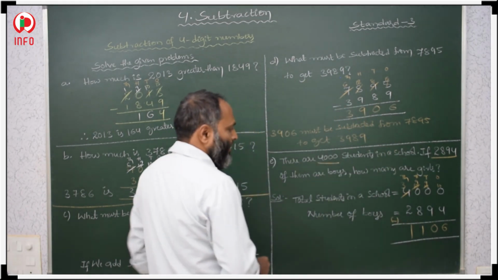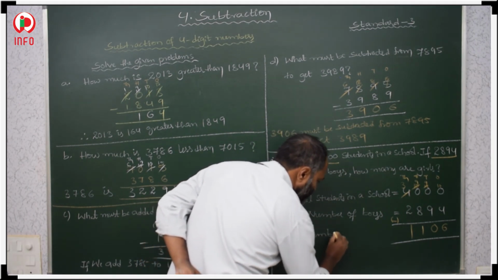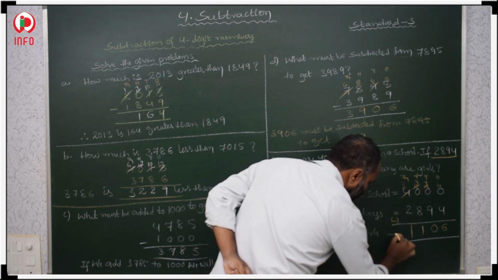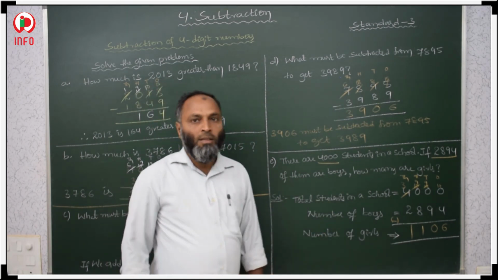1106. Therefore, number of girls is 1106. This many girls are there in the school. Okay.